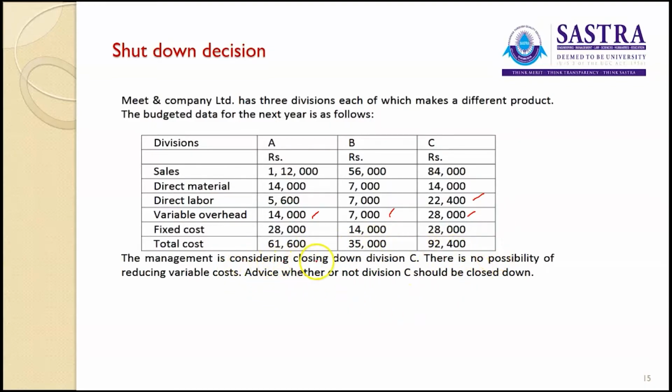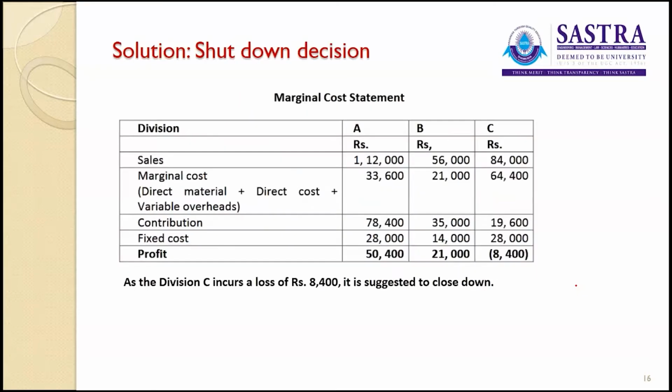The management is considering closing down the division C. There is no possibility of reducing the variable cost. Advise whether or not the division C should be closed down. So they have an option of closing down the division C. Now we are going to see whether the divisions can be closed or not.